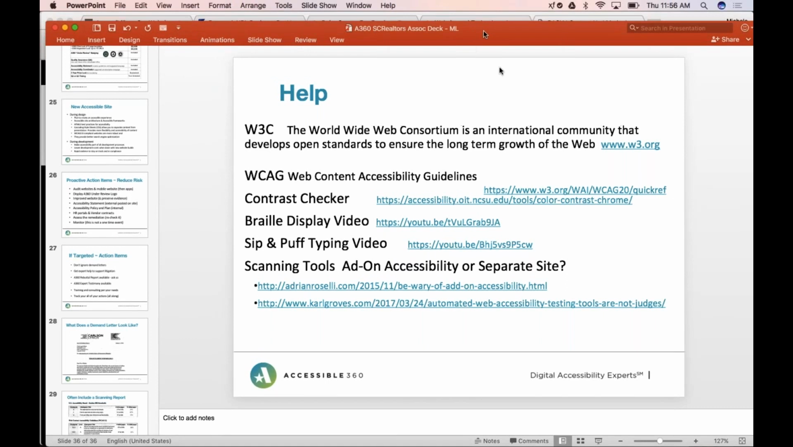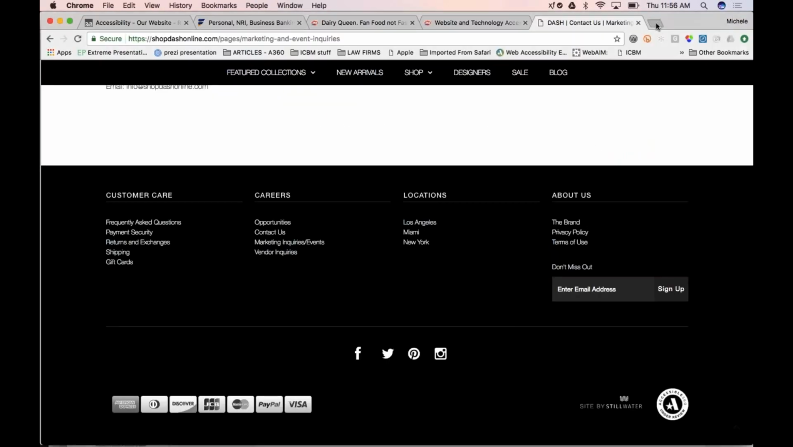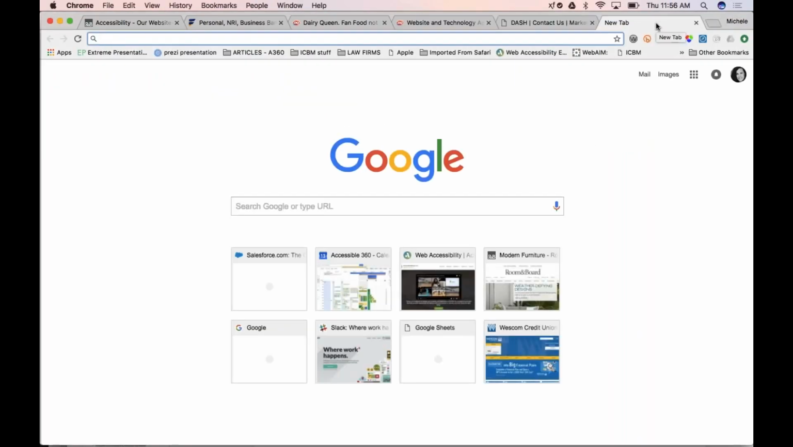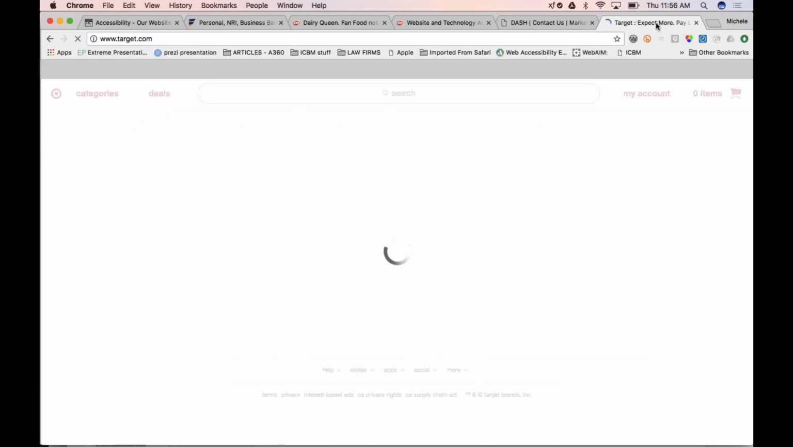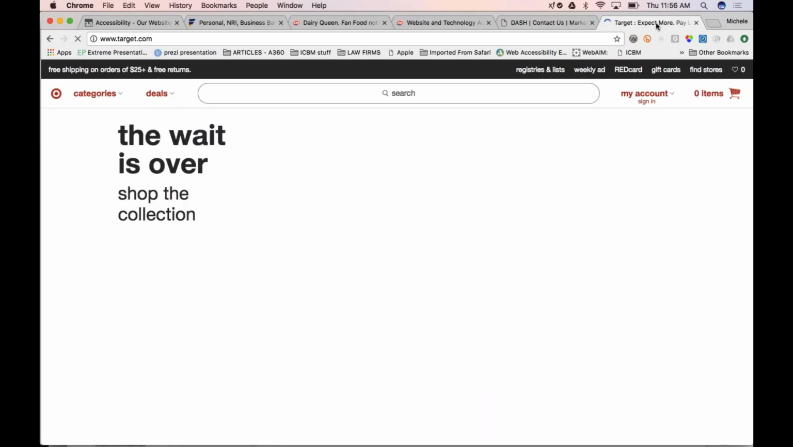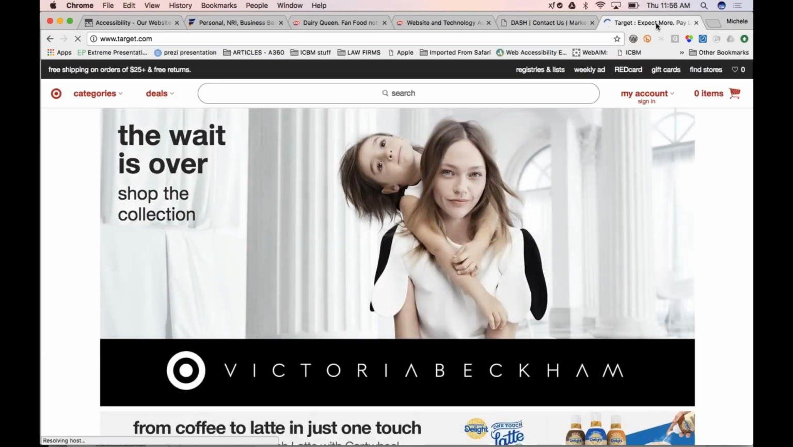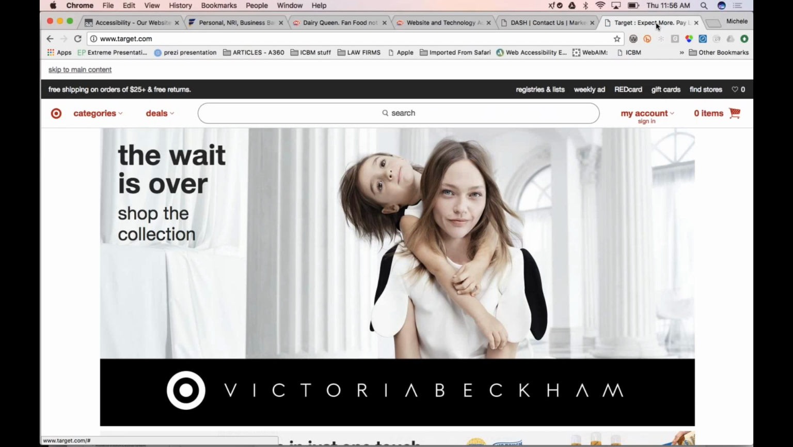Okay, I'm going to take an opportunity to show you guys one more thing, which I think is kind of cool because we have just a couple minutes left. Let's go to a really well-known accessible site, Target. I'm going to tab through. You'll see the first time I hit tab, you get this skip to main content.